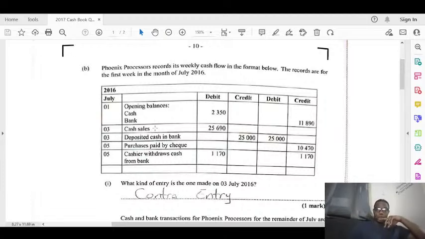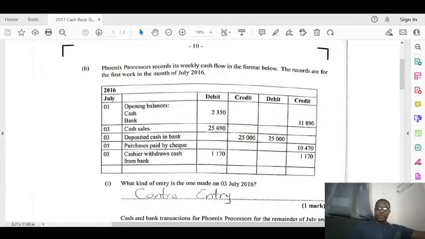So this is basically a statement that shows their weekly cash flow. You have the opening balances. For cash, the debit column is populated and the credit column is empty. For bank, the debit column is empty and the credit column is populated. I want you to realize right off the bat that these two columns would relate to cash, and these two columns would relate to bank. You can deduce that from looking at it.